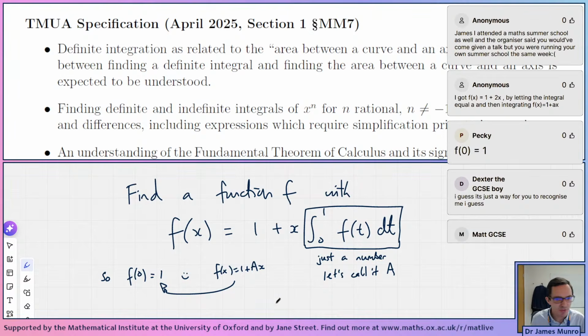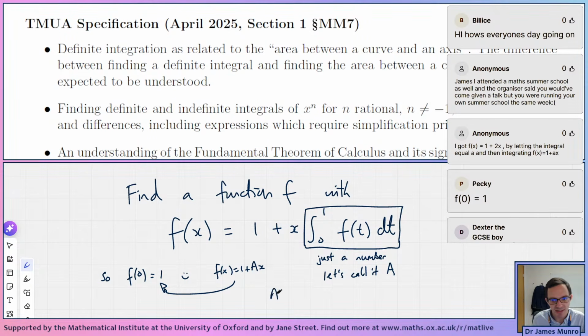Oh, you did a math summer school, but I was doing a different math summer school. Ah, which one were you doing? I would have come to give a talk, but I was doing my own summer school. Which one was that? I think I remember being invited to a math summer school and I had to say, sorry, I'm already doing simultaneous summer schools.